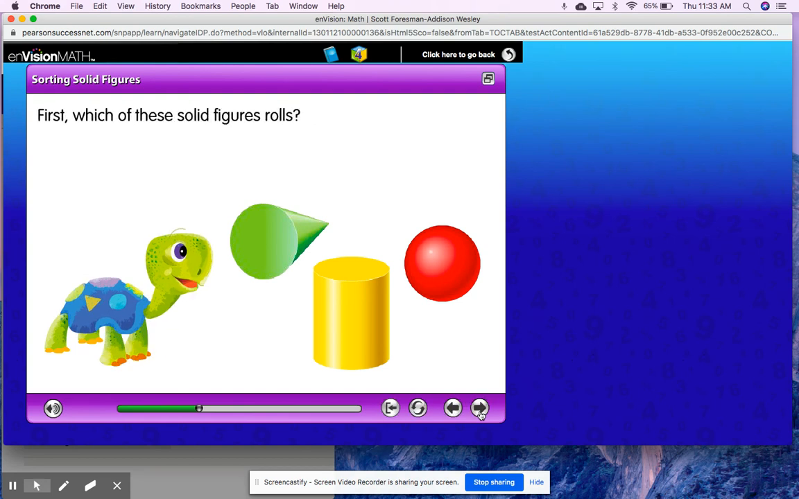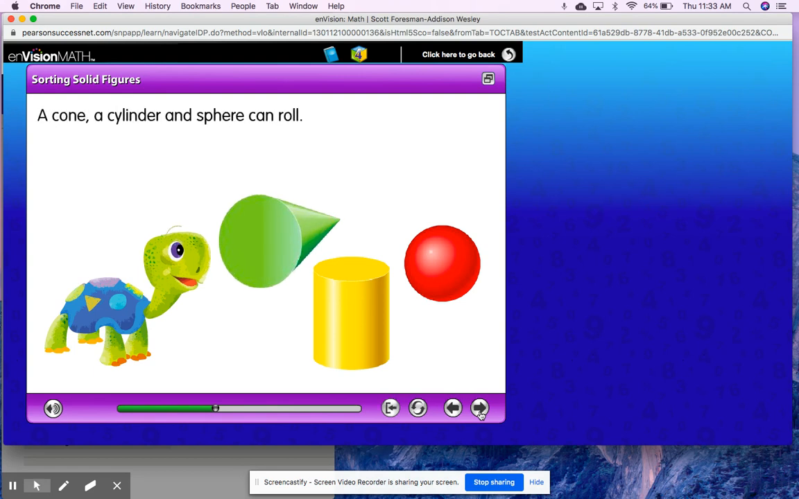First, which of these solid figures rolls? So think about these shapes. Think about if they have curves or if they have flat surfaces or vertices, all words that we talked about in our last lesson. And looking at these shapes, which one of these figures, or more than one of these figures, do you think can roll? I want you to shout out your answer. A cone, a cylinder, and a sphere can roll. So all three of these solid shapes can roll.